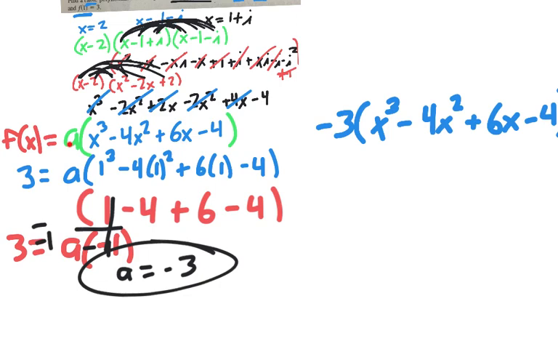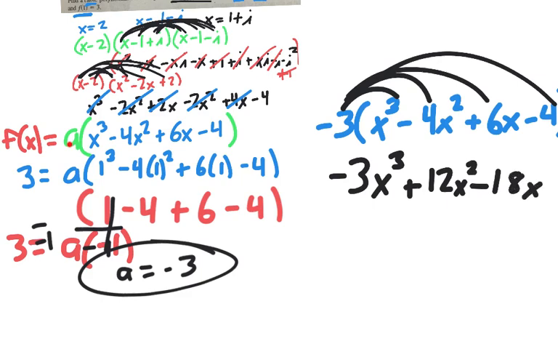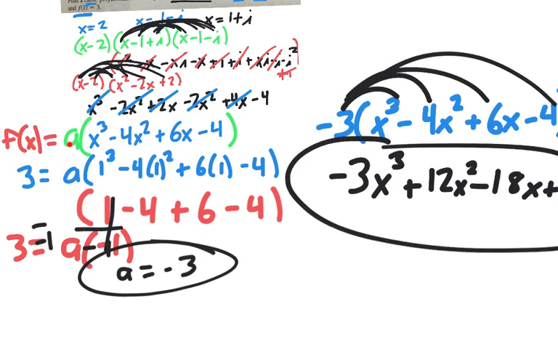Now then, we can distribute here to get our polynomial the way we're used to seeing it. That's negative 3x cubed plus 12x squared minus 18x plus 12. That's my polynomial function.